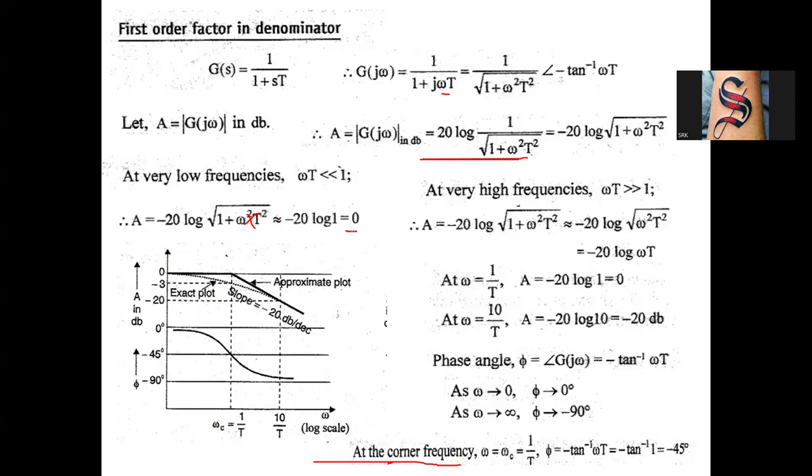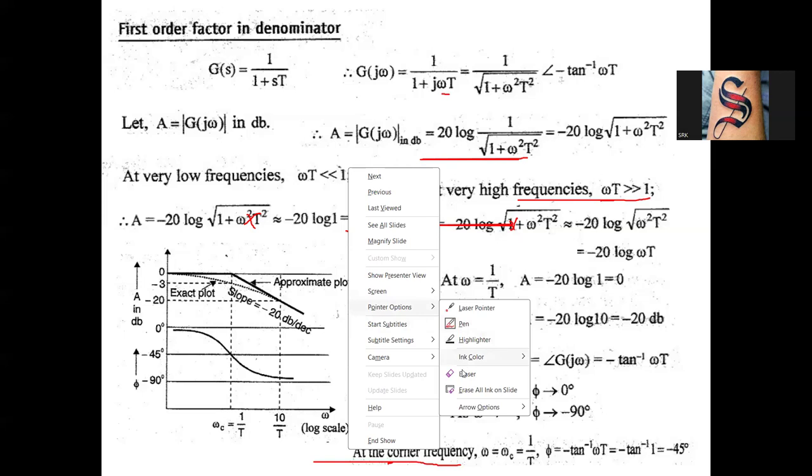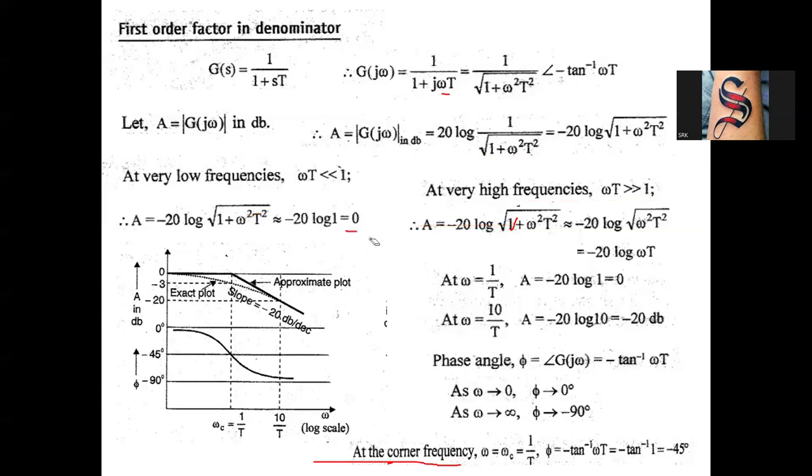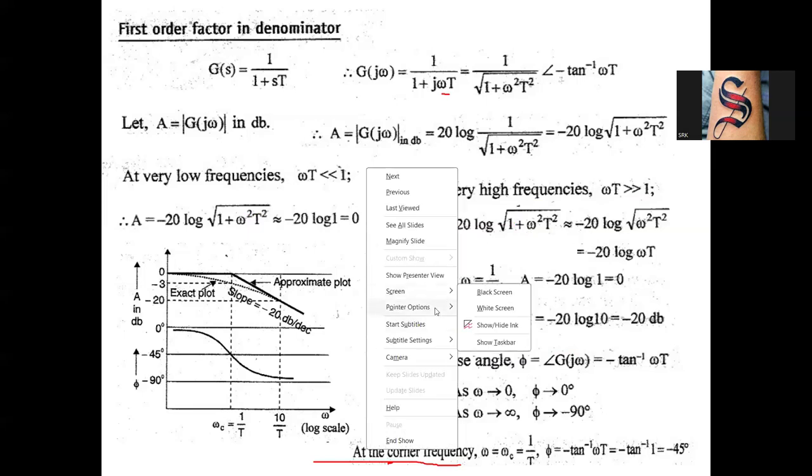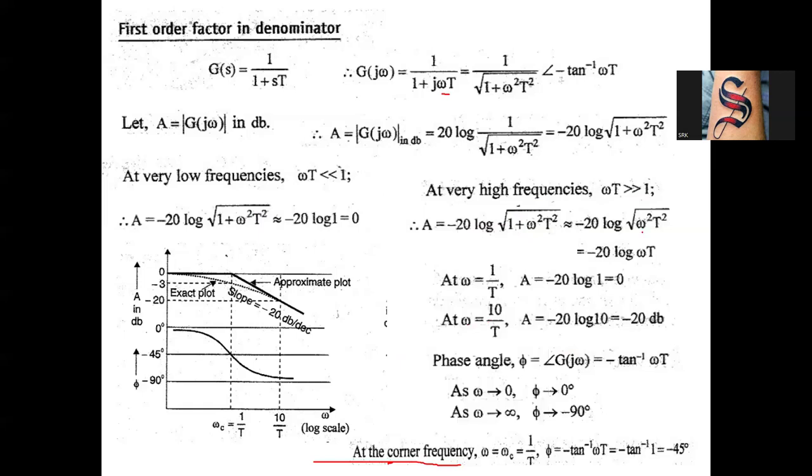Next, if we take the high frequency region, this omega T value is far greater than 1, so we neglect the 1 and directly take only omega T. So what will we get? Minus 20 log of square root of omega squared T squared, that is omega T whole squared, and the square and the root get cancelled. The remaining term is minus 20 log of omega T.